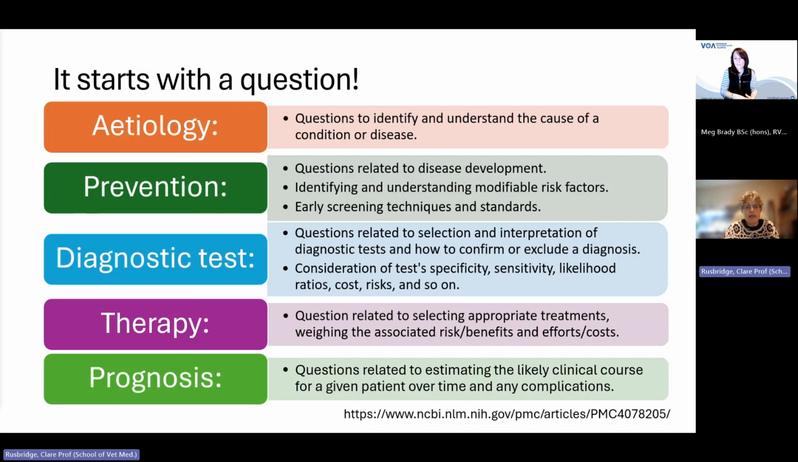Then we have diagnostic tests. Perhaps you're working with a company and you're able to look at a diagnostic test and say, well, this is useful or this is not useful. But perhaps you can just ask that question yourself.